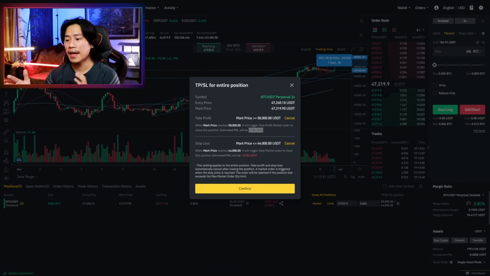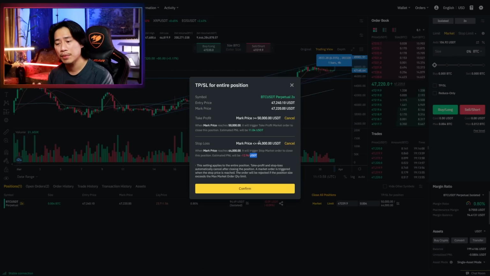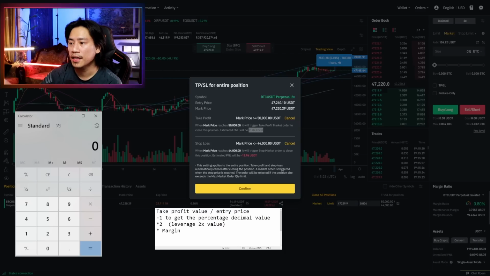All right, so now I would like to tell you how this earnings is calculated. Basically, it has just the same calculation, but we'll focus on the earnings itself. All right, so this is the formula, guys, right here. You could pause this and compute it on your own if you would like, but let's walk through this real quick. So the take profit value is this one, 50,000. Then you divide that by your entry price, which is this one right here.